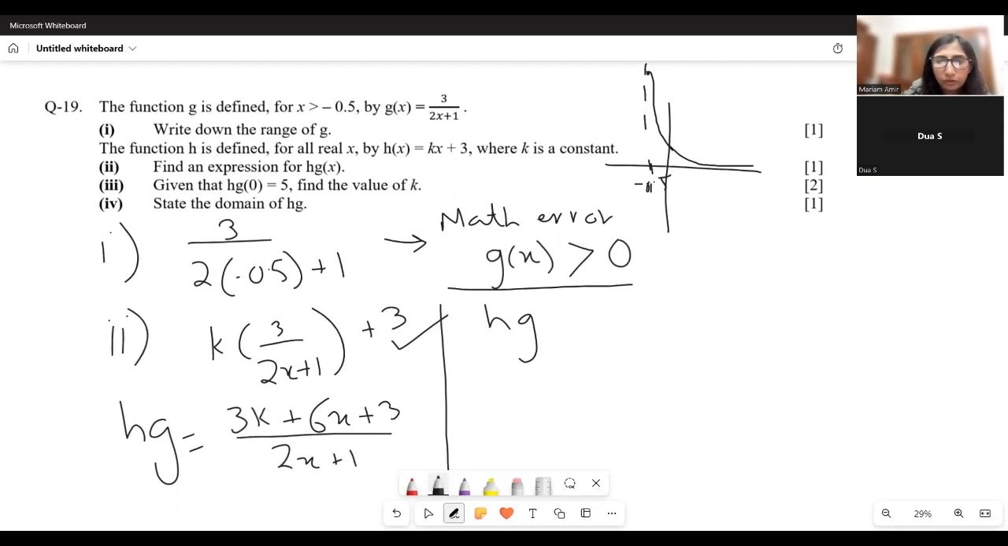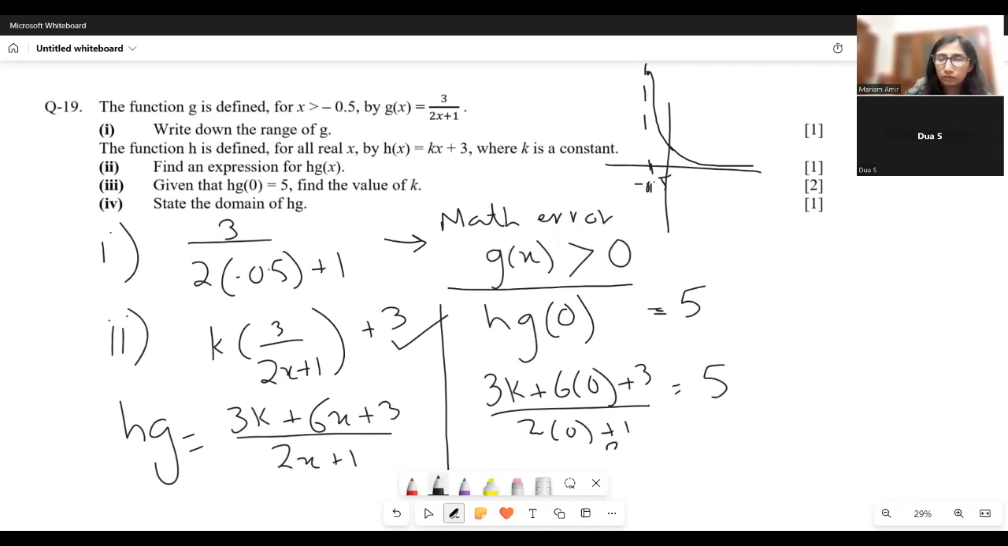Okay, so now you have to substitute, find hg(0) and equate it to 5. So 3k plus 6 times 0 plus 3 over 2 times 0 plus 1 equals 5. So that is 3k plus 3 equals 5. So k is 2 by 3. Yes, that's correct. This was part 3.